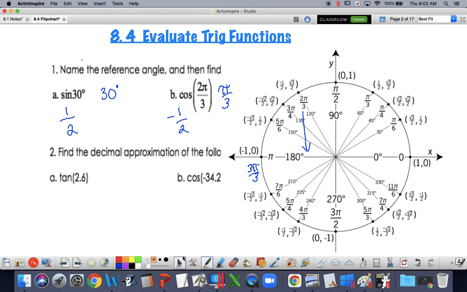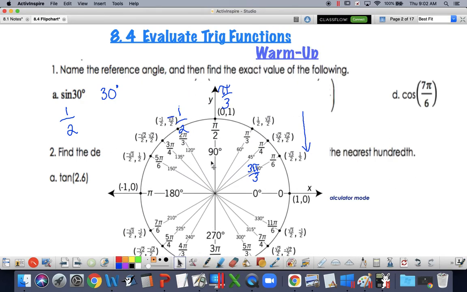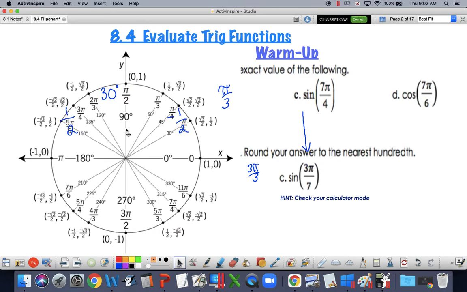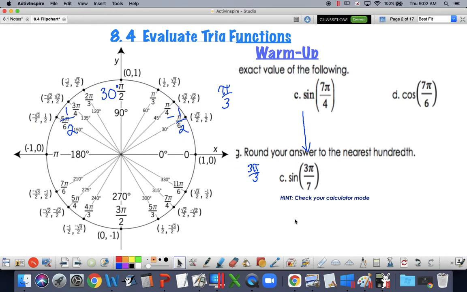Okay, let me go ahead and move my unit circle over here so that we can use it. Let me clear my annotations as well. So then let's look at the next one.